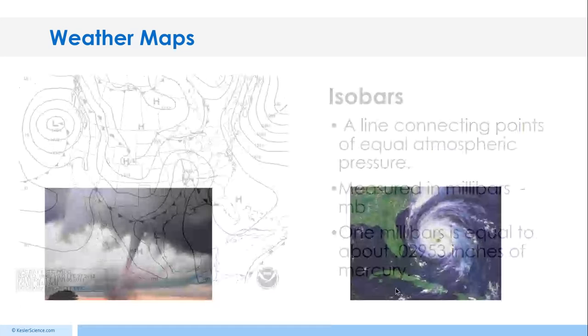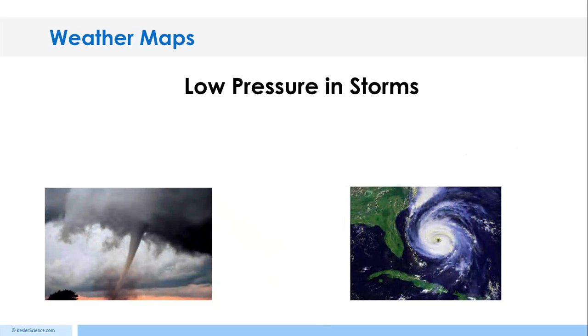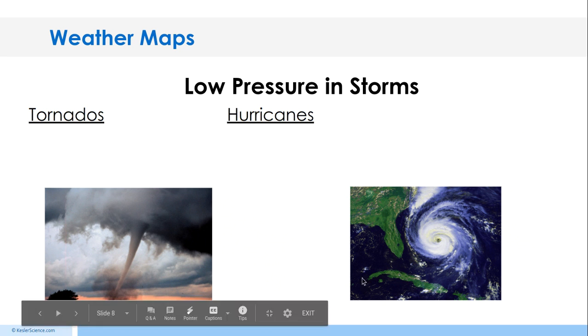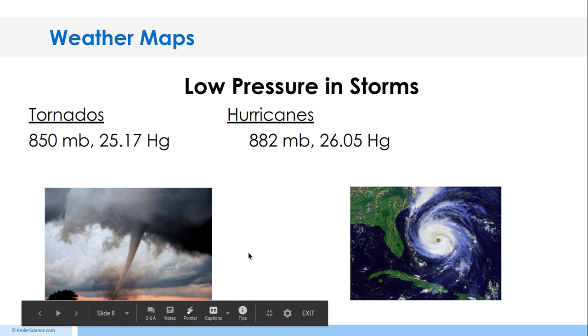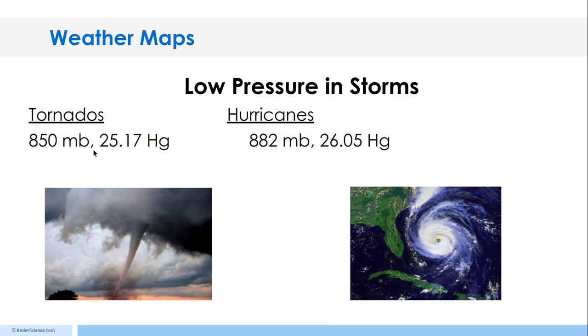Okay. So when we look at low pressure systems and storms, we can get tornadoes and we can get hurricanes. We'll actually be spending some time in our next unit looking at hurricanes, and then we'll do a little bit of a tornado lab as well. The pressure in a tornado is very, very low, because our average pressure is around 29 and a stormy pressure is around 28. This is 25.17 inches of mercury, or 850 millibars. For hurricanes, the average pressure is going to be around 882 millibars, or right around 26 inches of mercury.